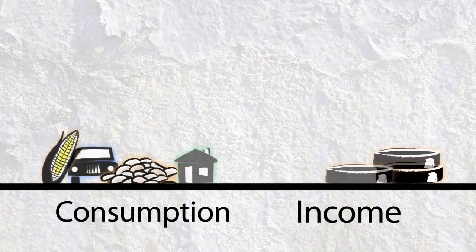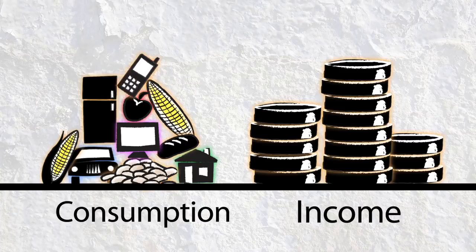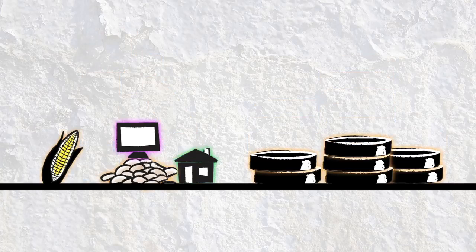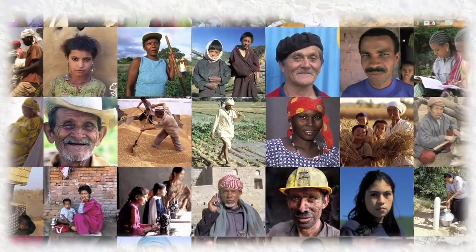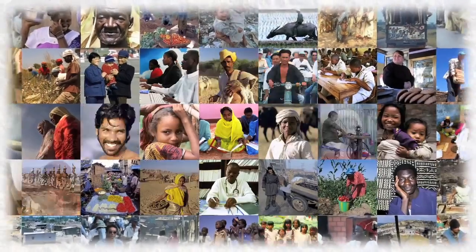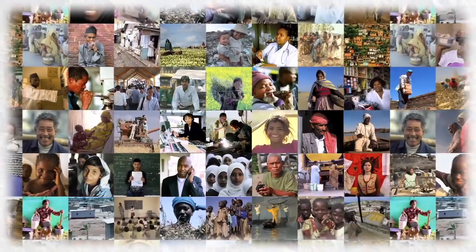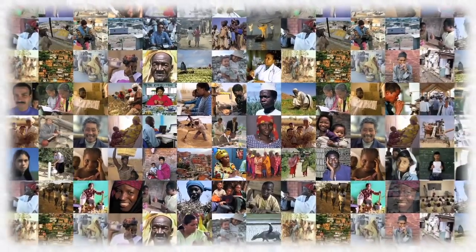Consumption and income are two broad categories that do not show all of the dimensions of poverty, but are useful as indicators of well-being. To collect this data, a country will survey many different segments of the population. From the collected data, a range of consumption and income can be created.